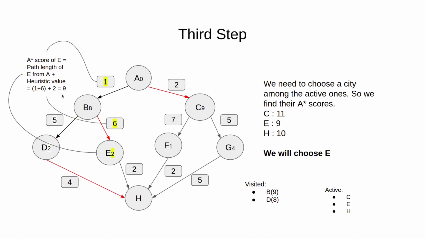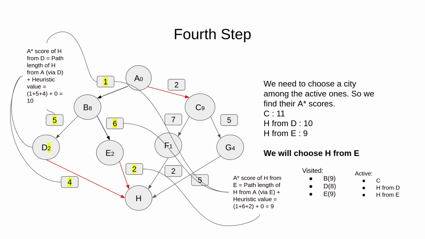We will add D to our visited list. In the third step, the active cities now are city C, E and H. We find out the A star scores of these three cities once again, and we find that city E has the minimum A star score, that is 9. So we will choose city E and move to the next step.